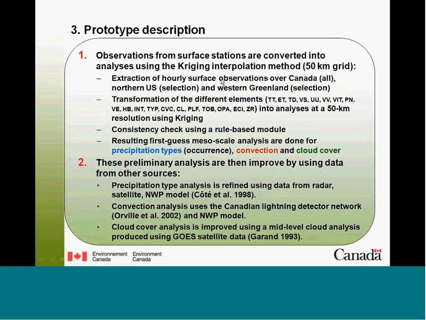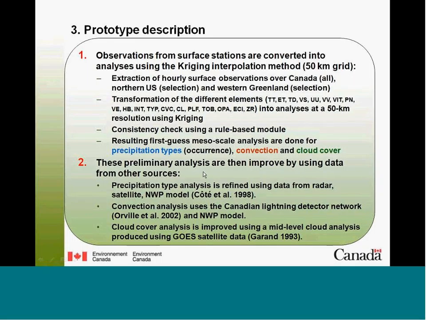We extract hourly surface observations over all of Canada and part of the U.S., and Western Greenland, for different weather elements that are listed here. And we build an analysis at this resolution, which is 50 kilometers, using the Kriging method. The consistency check is also produced with a rule-based module. The result is essentially a first-guess mesoscale analysis done for precipitation type or occurrence, convection, and cloud cover.